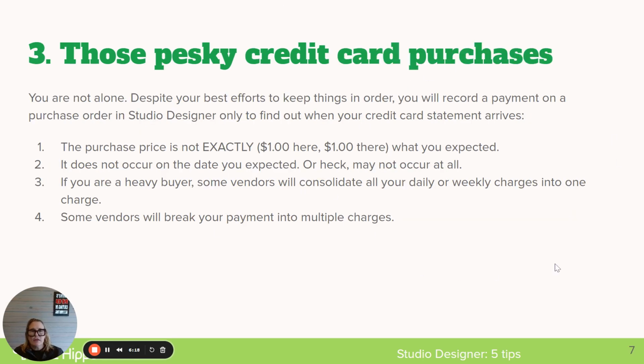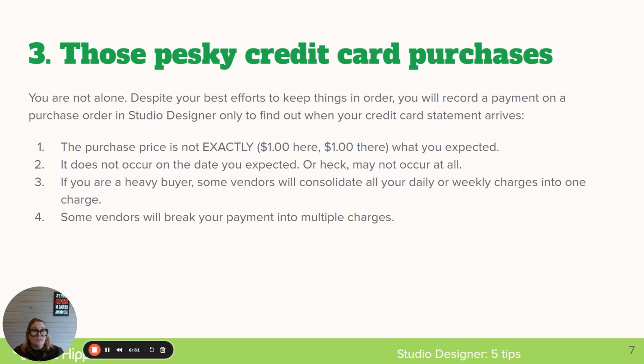The third item I think that can really help you is how to handle the purchases you make with a credit card. Here's what happens. You enter a payment in Studio Designer for an item that you're purchasing from a vendor, and you think it's very straightforward. You put in the amount you pay, and that they said that the item will cost, and the date that they're charging your card. Of course, the credit card statement arrives, and what do you find out?